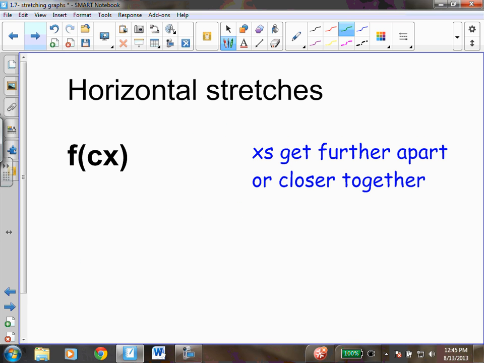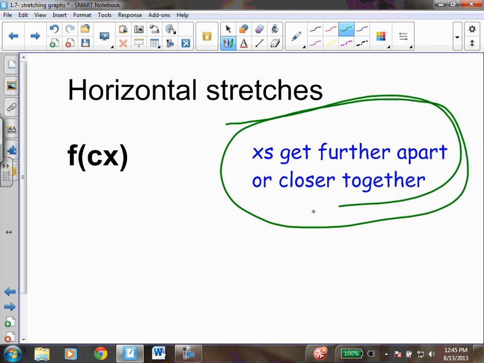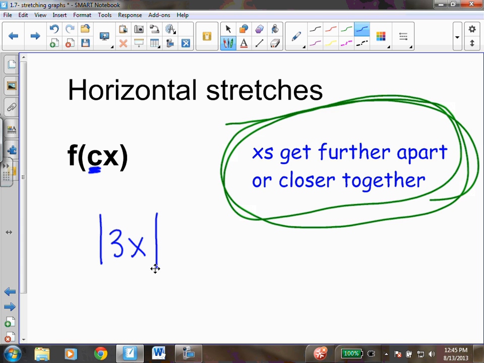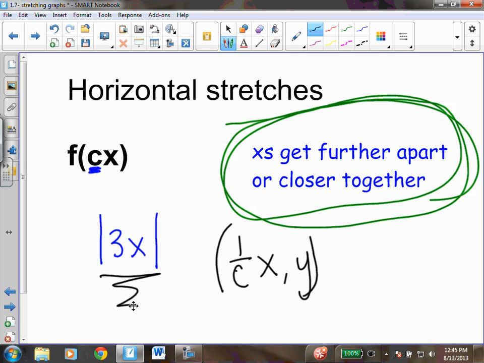Horizontal stretches are a bit different. This time the x's are getting further apart or closer together, depending upon what the number is. The number this time is being multiplied inside the function. So perhaps something like this, the absolute value of 3 times x. The points change a bit differently. You're going to multiply the x's by the reciprocal of this constant, 1 over c. So in this particular situation, we would be multiplying all x values by 1/3 to get our new shape.